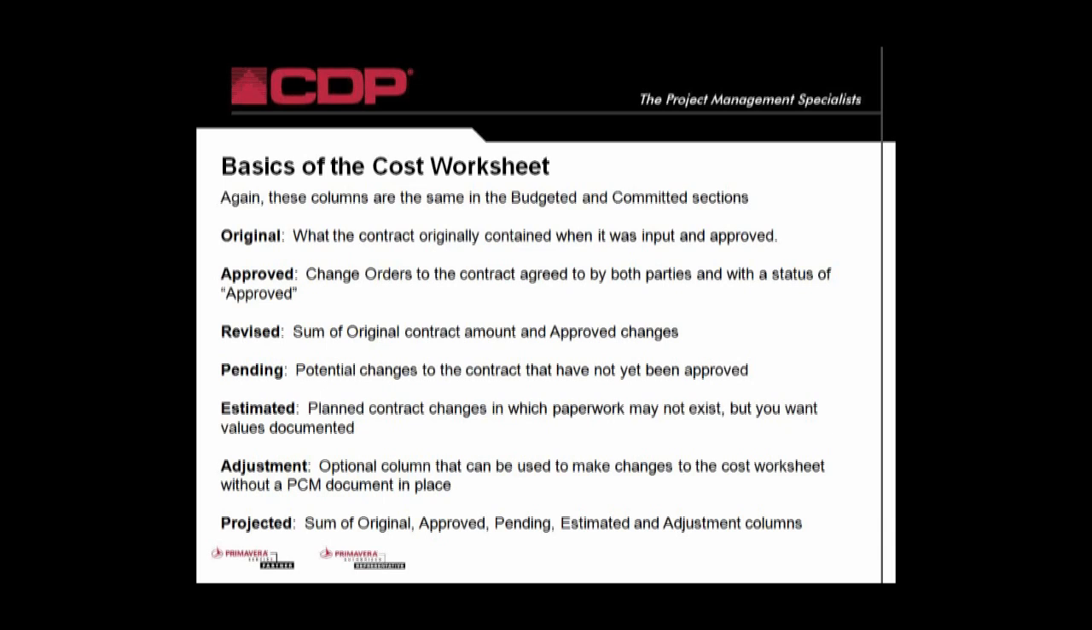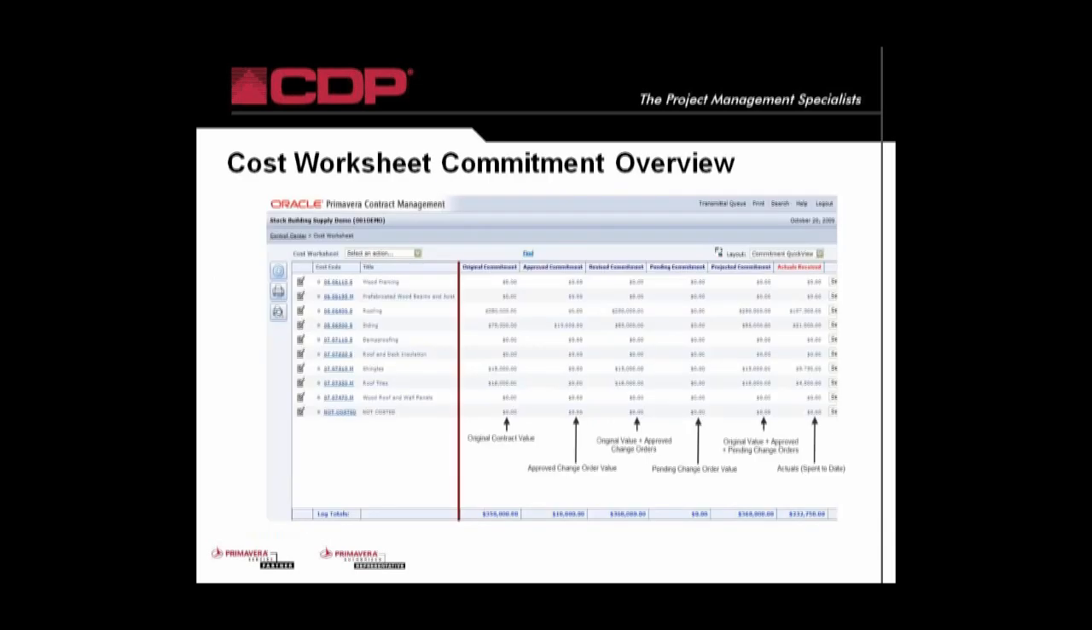Estimated, again, would be any document that you have created an estimate for. It could be an RFP. It could be a scope sheet document, any kind of value that has been estimated in the tool. Adjustments, similar to being able to make a journal entry in your accounting system, you can make manual adjustments into your cost worksheet. And then your projected totals are the sum of your original, your approved, your pending, your estimated, and your adjustment columns to show you your potential exposure where you could be financially should all of these other items become an approved state. Okay. So let's look at a commitment overview.